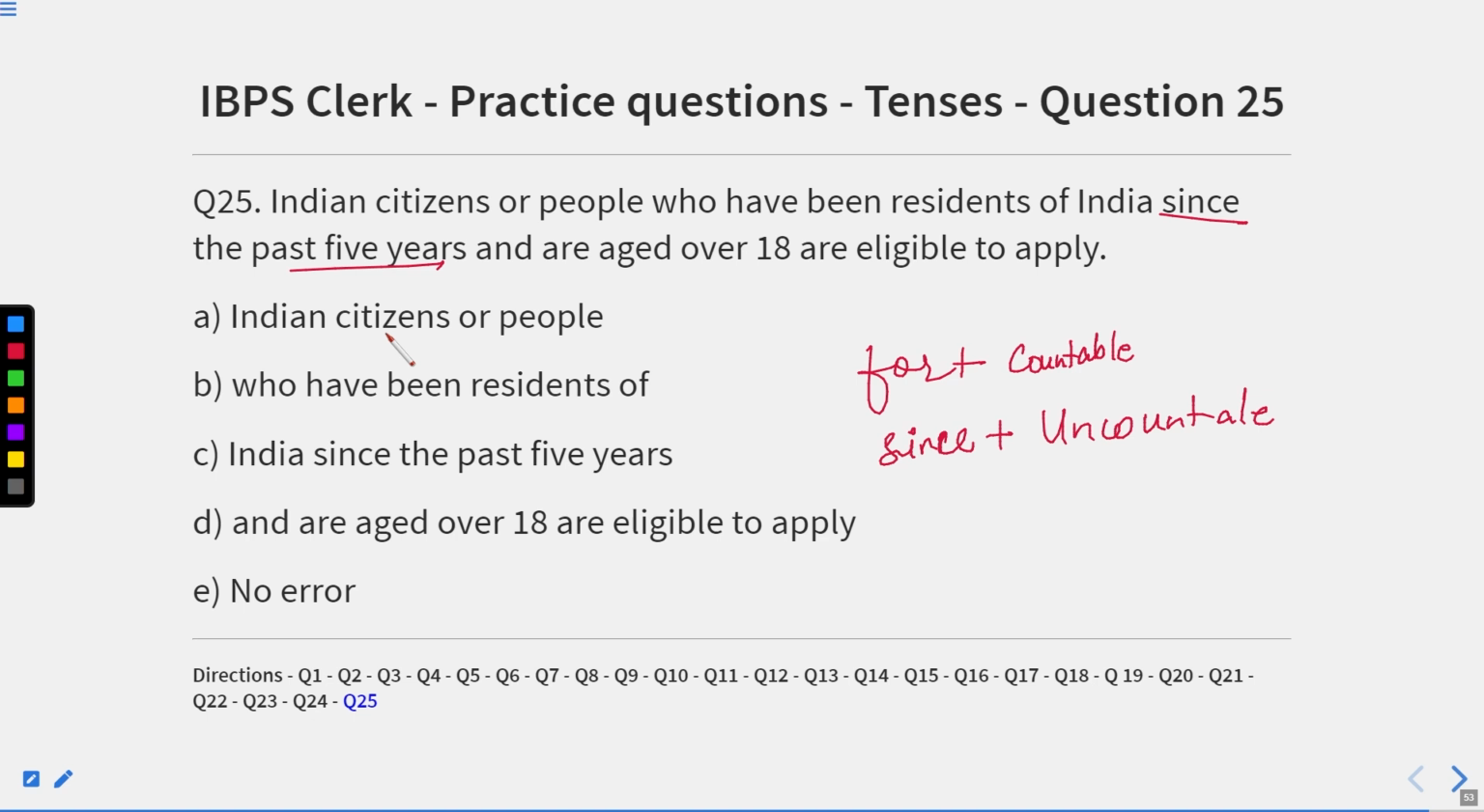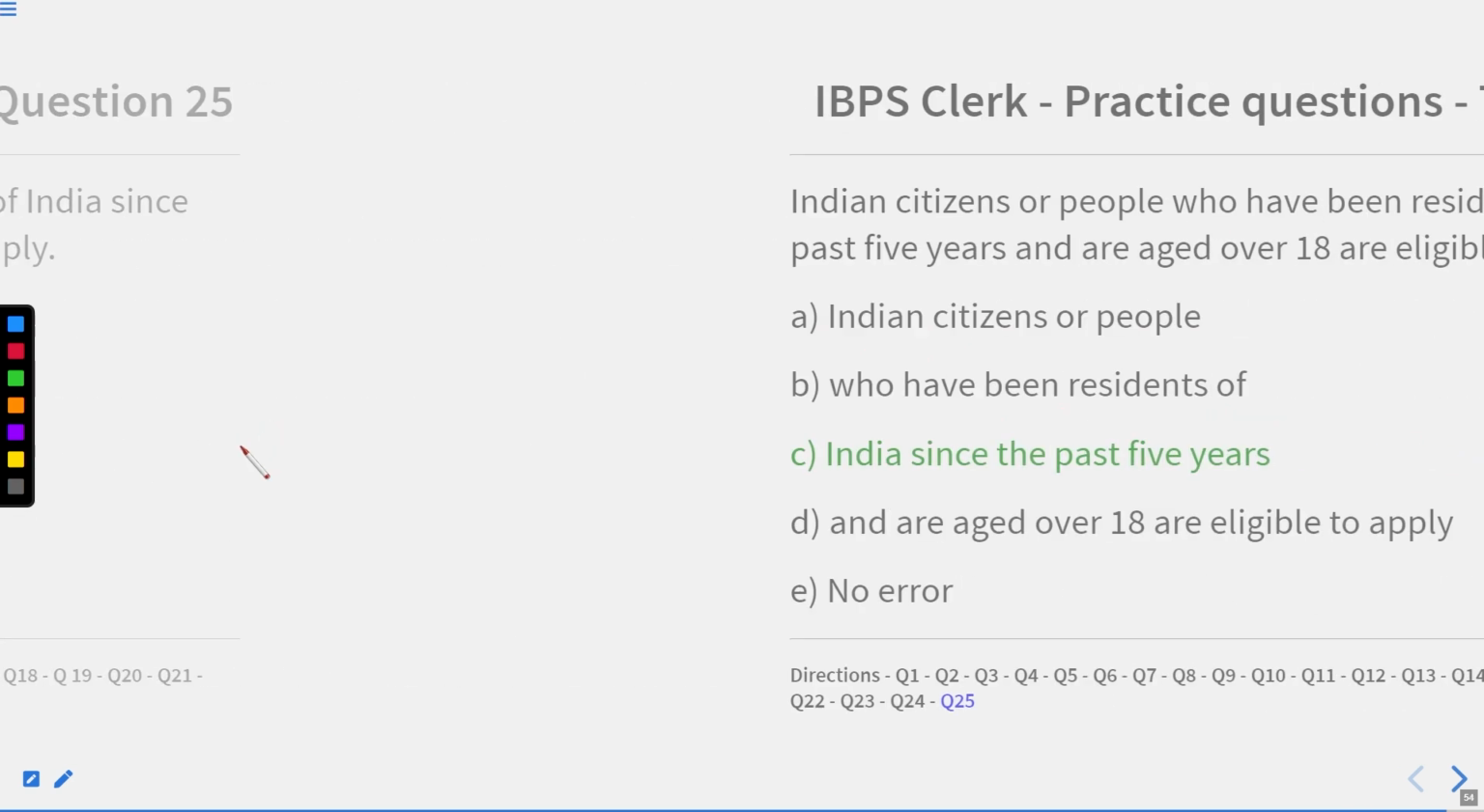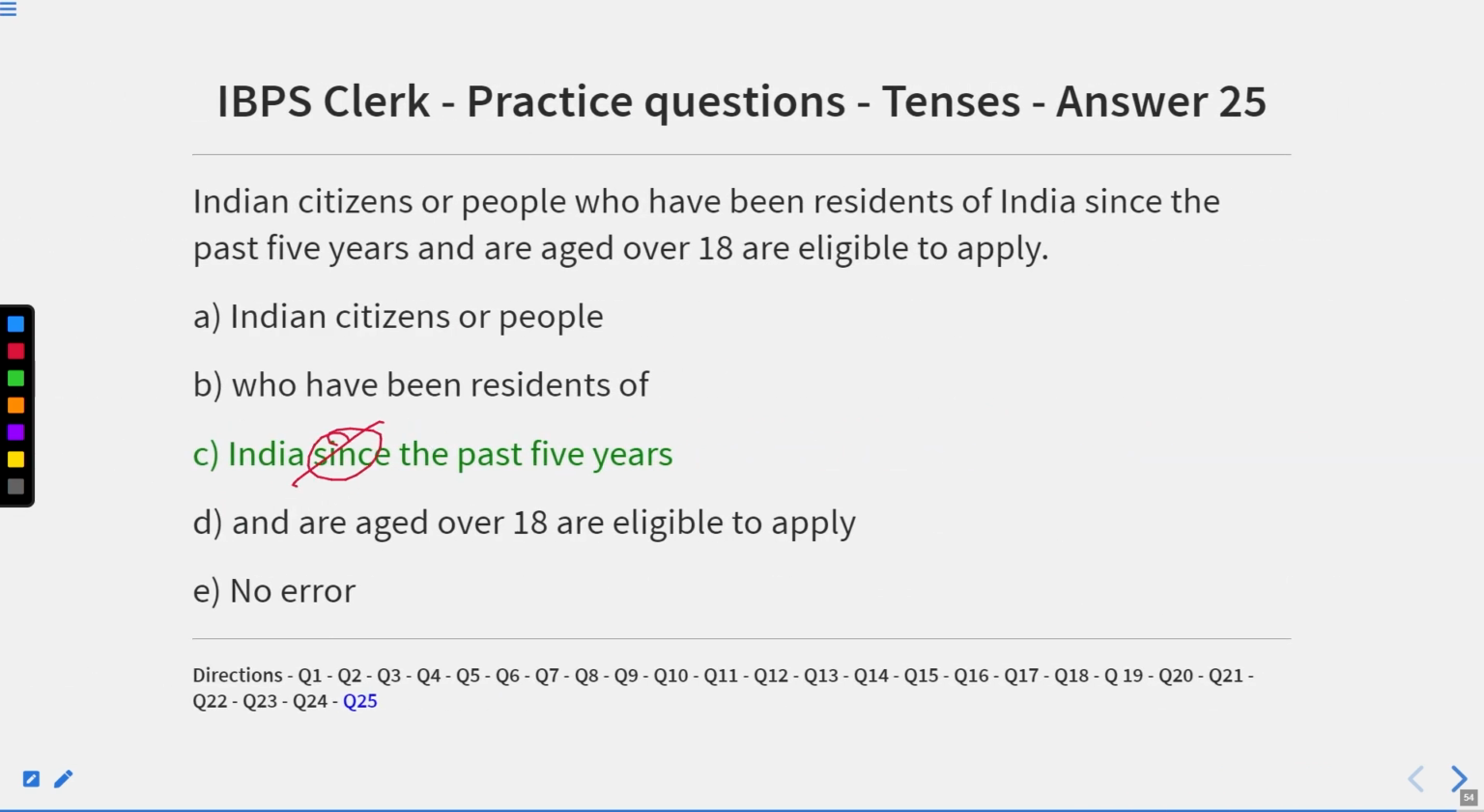years, past 5 years. Therefore, the error is in part C, where the since should be replaced with for the past 5 years. So the correct sentence will be, Indian citizens or people who have been residents of India for the past 5 years are aged over 18 and are eligible to apply.